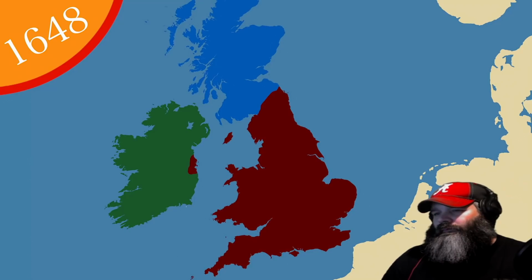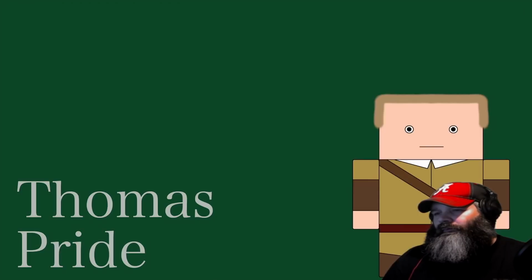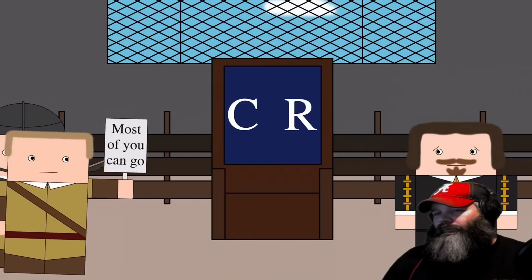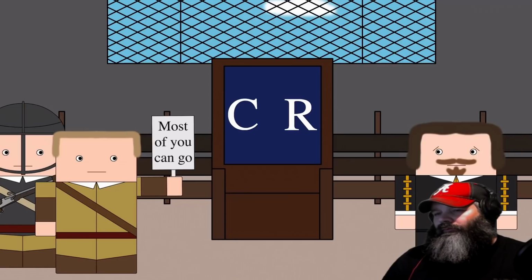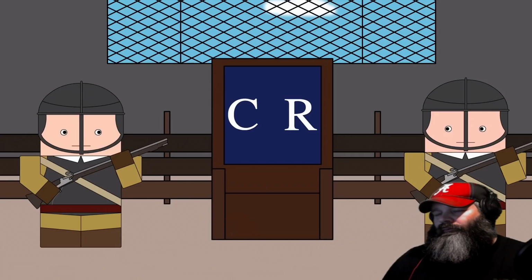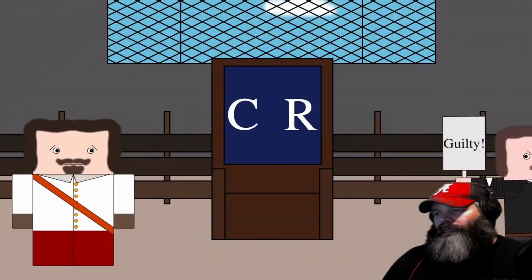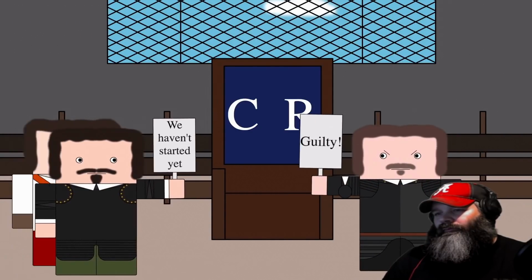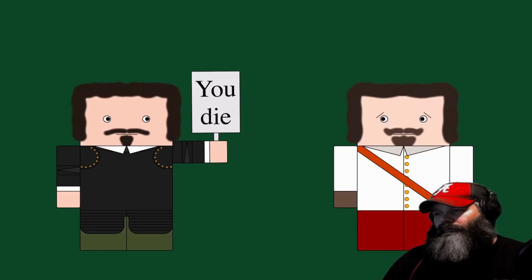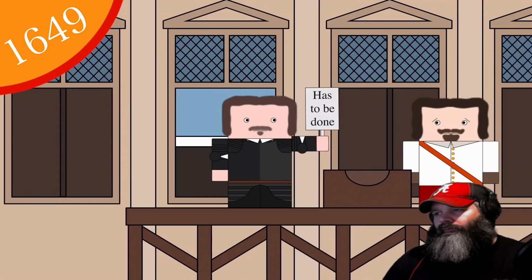In late 1648, some soldiers, commanded by Colonel Thomas Pride, stormed Parliament and removed anyone who disagreed with the Grandees in what is known as Pride's Purge. The Parliament that was left, known as the Rump Parliament, opted to put Charles on trial for high treason. He was found guilty, sentenced to death, and on the 30th of January 1649 was beheaded at Whitehall Palace.